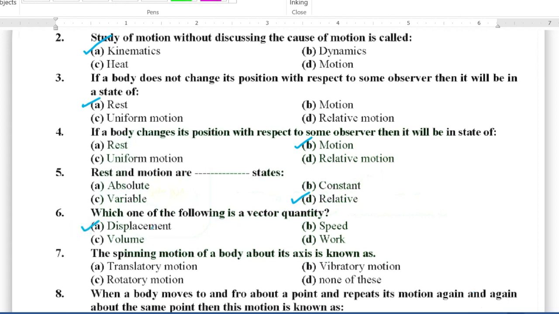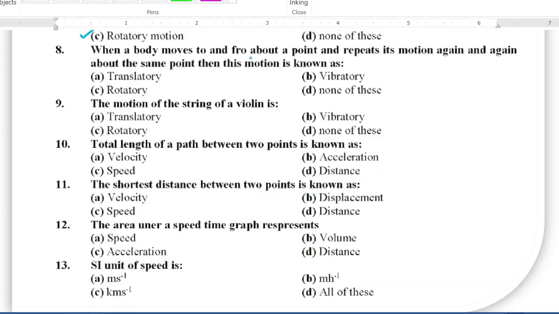Displacement is a vector quantity. The spinning motion of a body about its axis is known as, option number C, rotatory motion. When a body moves to and fro about a point and repeats its motion again and again about the same point, then this motion is known as, option number B, vibratory. But the motion of the string of a violin is, number 9's option is C, vibratory.